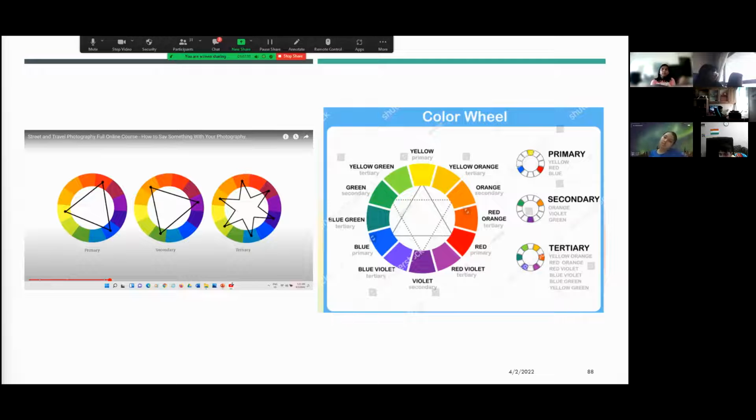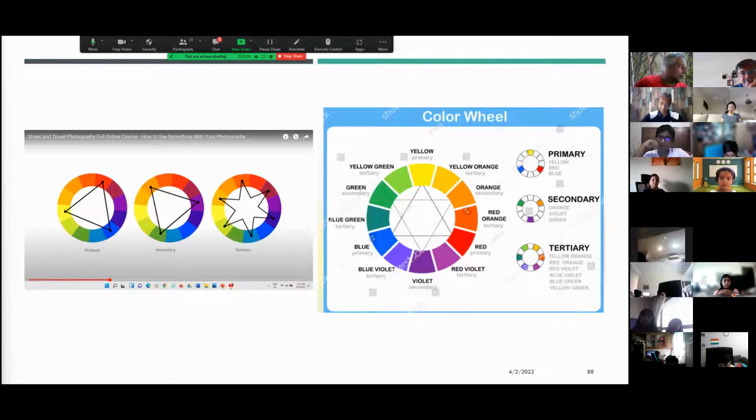So here in this slide, I'm showing 3 color wheels. The first one is called the primary color wheel. The second one is a secondary color wheel. And the third one is the tertiary color wheel. Now, the first one is in science, you all learned this, so I'm not going to explain it too much. Primary colors are yellow, red, and blue.